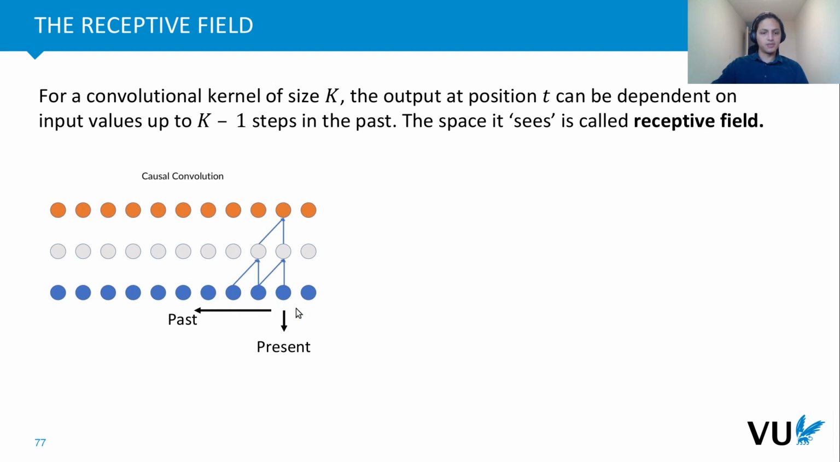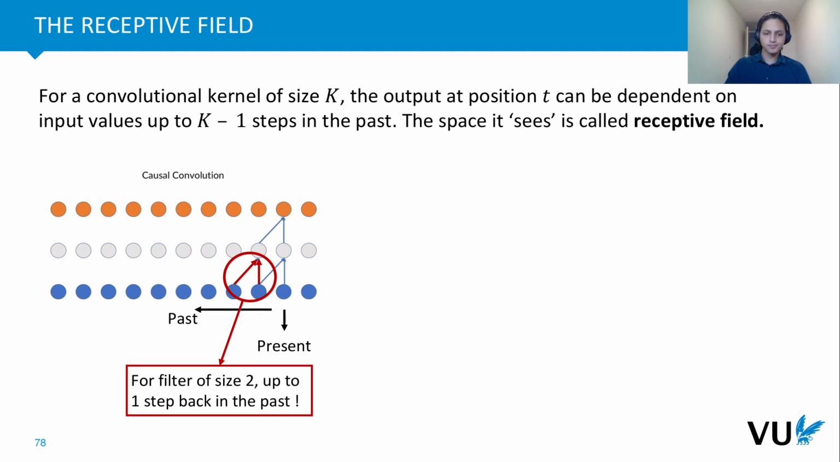So here, for example, we have a filter of size 2. So the number of positions in the path that we are able to observe is equal to 1, right? So now the question that arises is how to deal with long-range dependencies.